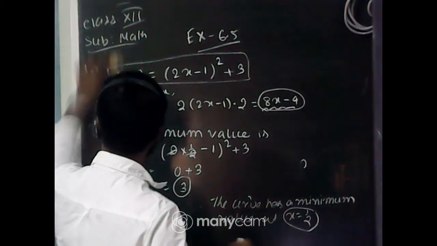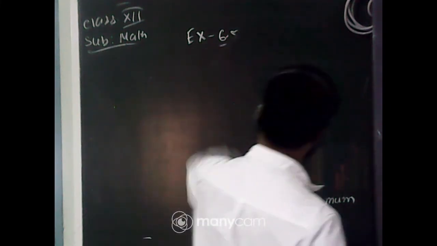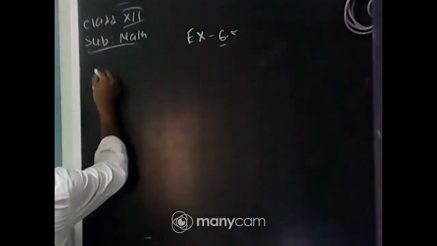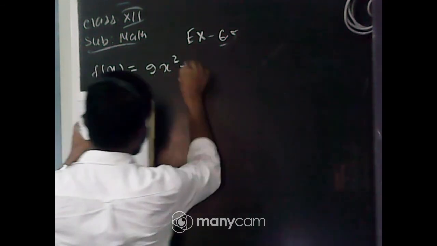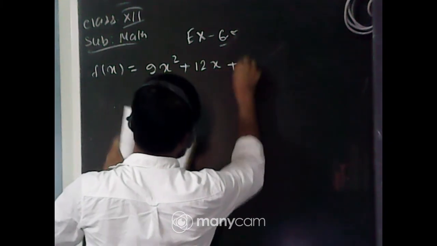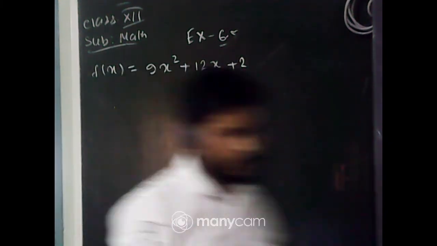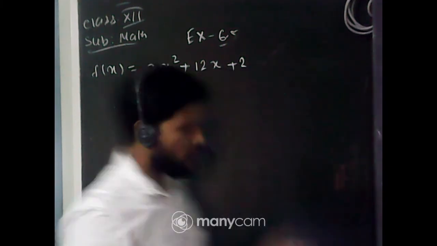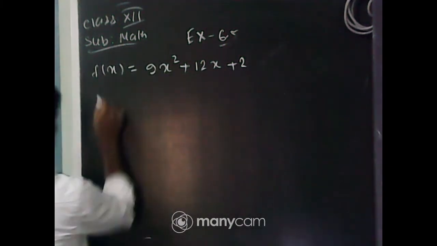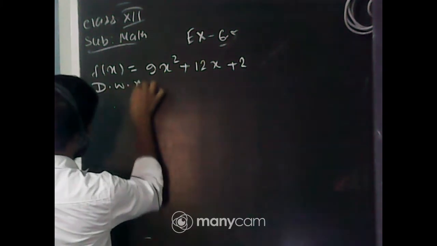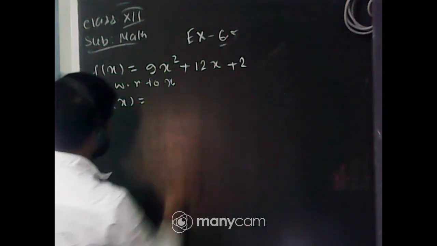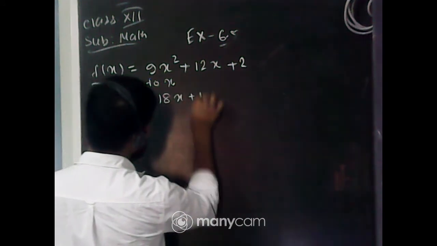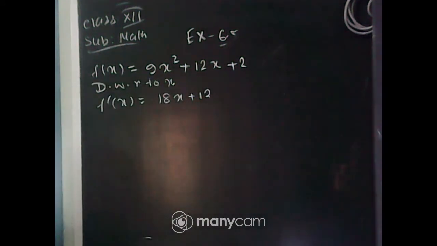The next question is: f of x is equal to 9x square plus 12x plus 2. Find the minimum and maximum value, if any. Okay, so we'll follow the same steps. First we'll find the derivative of f of x, that means differentiate with respect to x. So f dot x will be 18x plus 12.